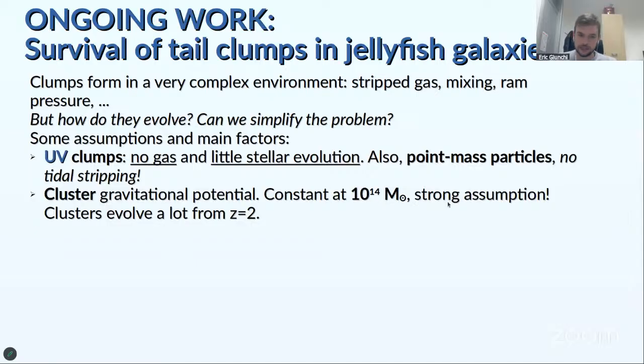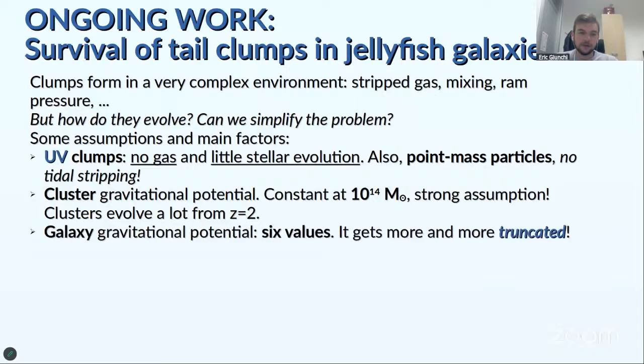And again, this is another strong assumption because we know that clusters can evolve a lot in mass from redshift 2. So one should also somehow take into account the redshift evolution, and we will do it, but this is again a starting point. Then there is the galaxy gravitational potential, and here is where we can exploit the assumption that we made, because we can study 6 different masses for the galaxies, and we can also include the fact that as the galaxy falls onto the center of the cluster, it gets more and more truncated, so it shrinks in a sense, and this will help the clumps in escaping.